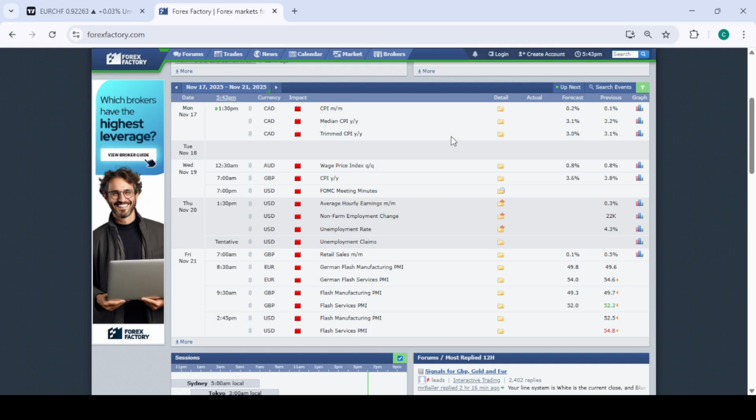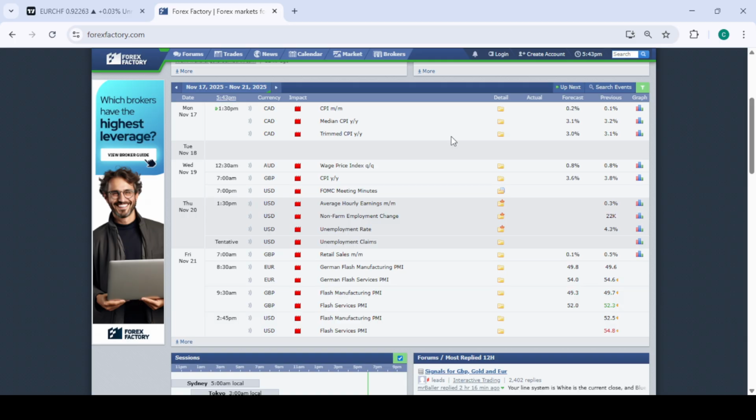On Monday we have the CAD CPI. On Tuesday there's no high impact news. On Wednesday we have the AUD wage price index, and also the GBP CPI, so you have to be on the lookout for that if you're holding any GBP pair. And later that day is going to be the FOMC meeting minutes.